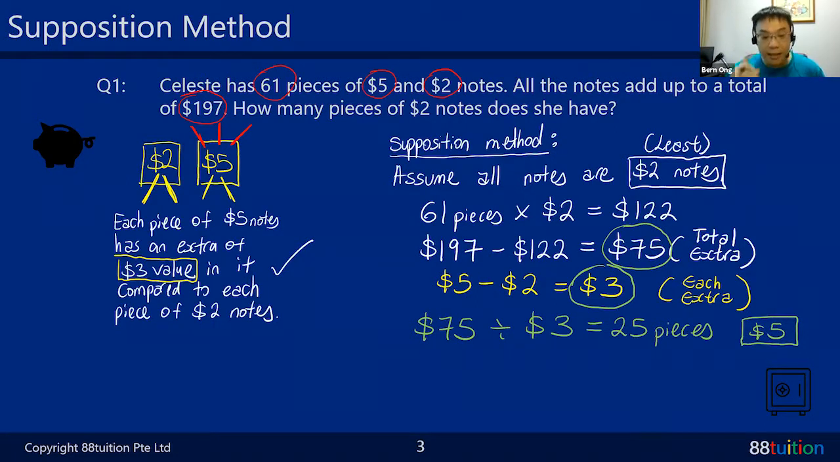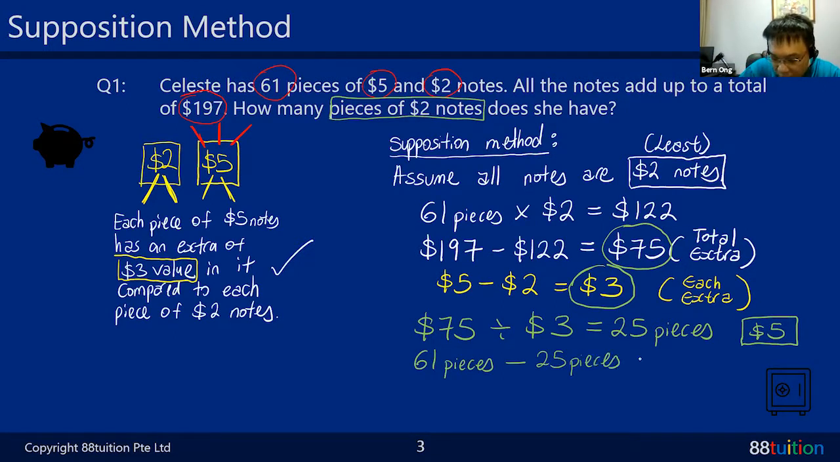Then the question is asking for how many pieces of $2 notes there are. Oh, the question is looking for $2 notes. So in the beginning, I got 61 pieces of notes in total. Minus, I know there are 25 pieces of $5 notes. So if I take 61 minus 25, it will give me 36. 36 pieces of $2 notes. Can you see or not?